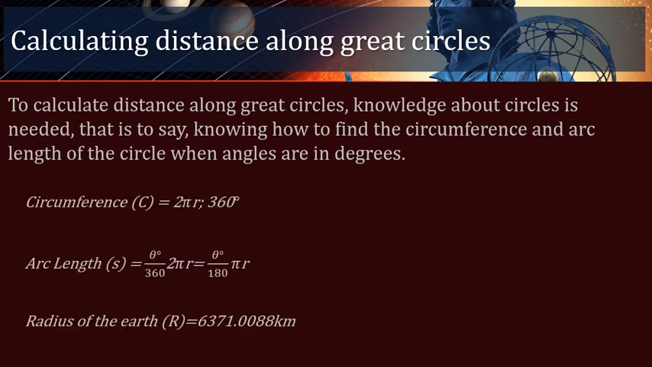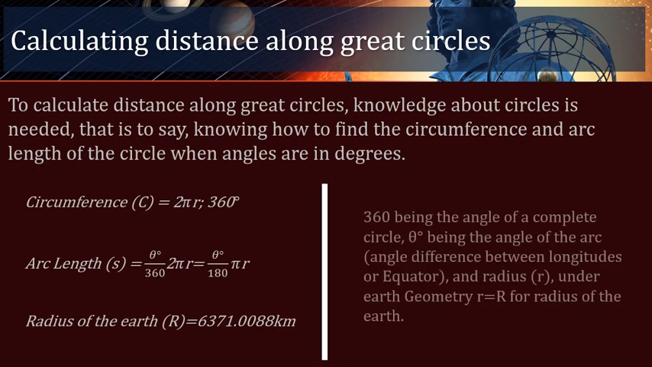Circumference formula is C equals 2 pi r. Arc length is theta over 360 degrees times 2 pi r, which is equal to theta degrees over 180 pi r. And the radius of the Earth, which is represented by r, is equal to 6,371.0088 kilometers. Why are we saying 360?